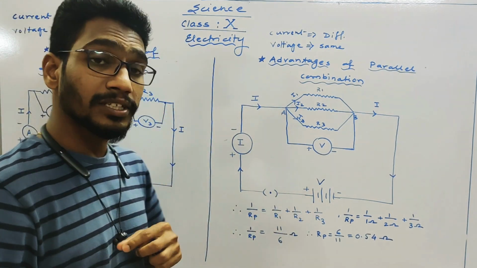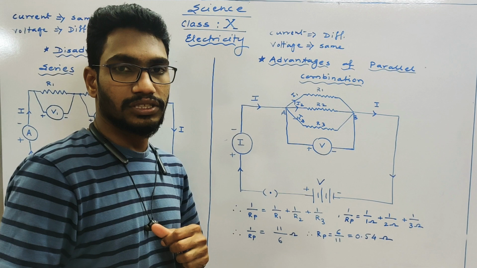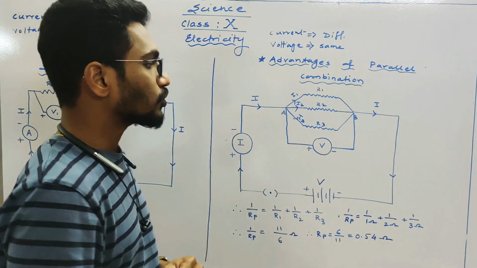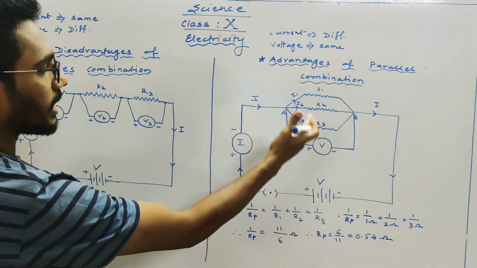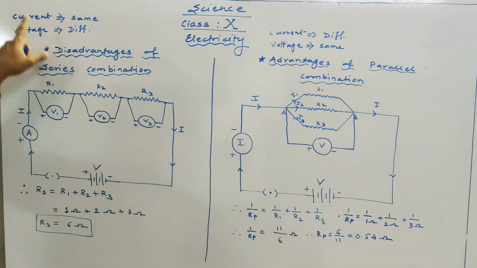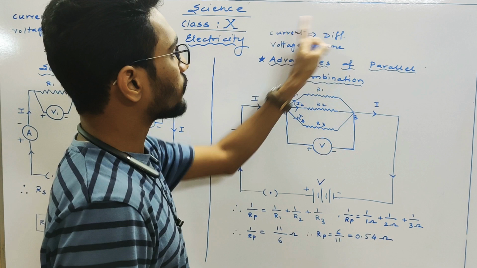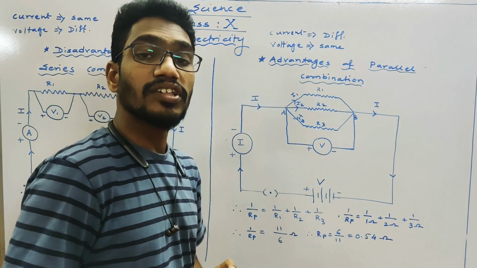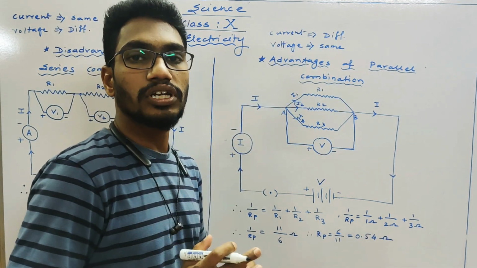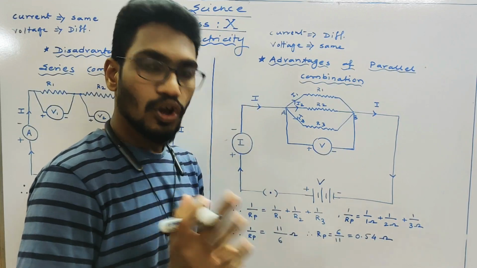This is the equivalent resistance in parallel combination. It is there in our previous video. Okay, so this is about series combination and parallel combination. In series, current is same, voltage is different. In parallel, current is different and voltage is same. This is the concept that we have to learn according to series and parallel combination.